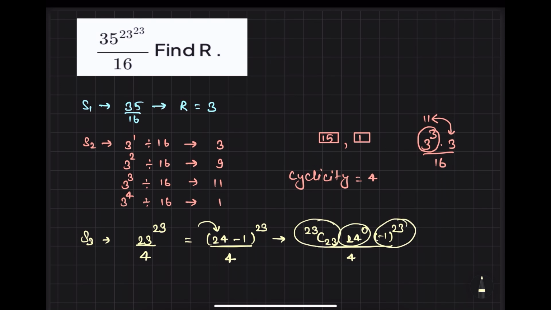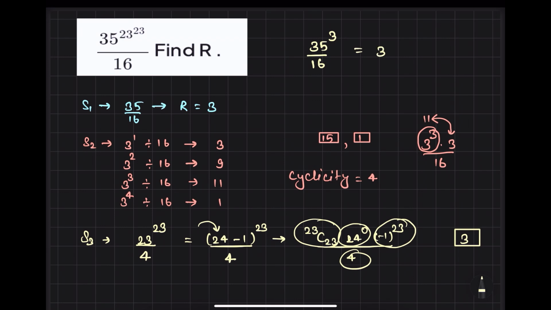So we got minus 1 as the remainder, but you know that minus 1 cannot be the remainder. So minus 1 plus 4 will become 3. So in this case we got 3 as the remainder. Now what we will do with this 3? We will put 3 as the power of 35. So 35 power 3 divided by 16. Now this thing will give us the final result.